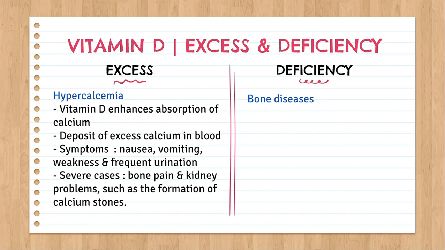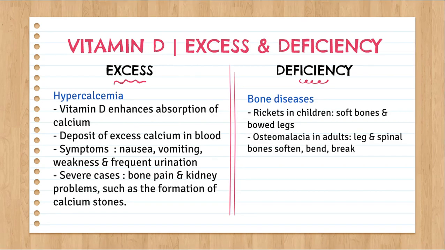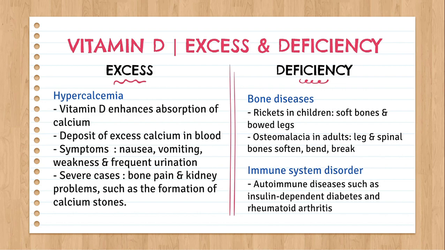Deficiency of vitamin D may cause bone diseases. For example, rickets, which occur in children whose bones do not grow normally, thus, causing soft bones and bowed legs. For adults, lack of vitamin D can lead to osteomalacia, in which the leg and spinal bones soften, and possibly bend or break. Apart from that, deficiency in vitamin D may result in immune system disorders such as insulin-dependent diabetes and rheumatoid arthritis.